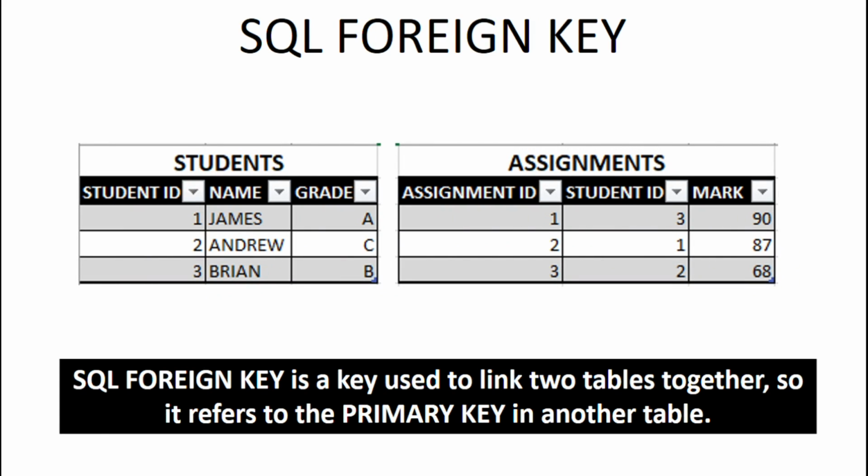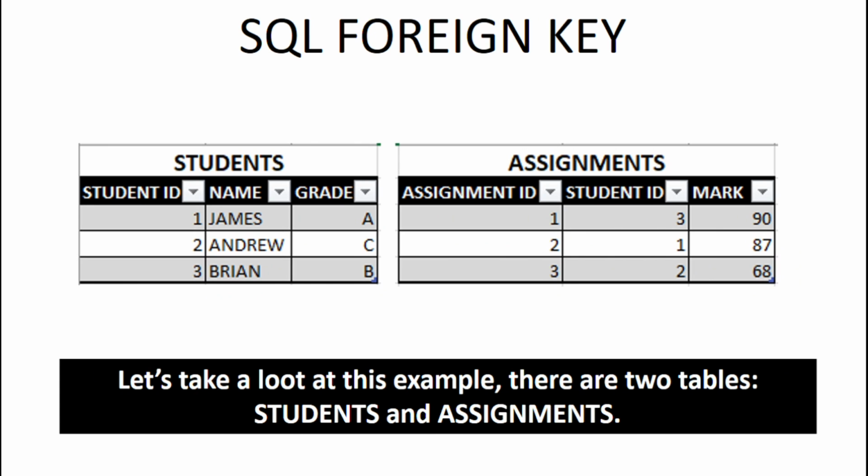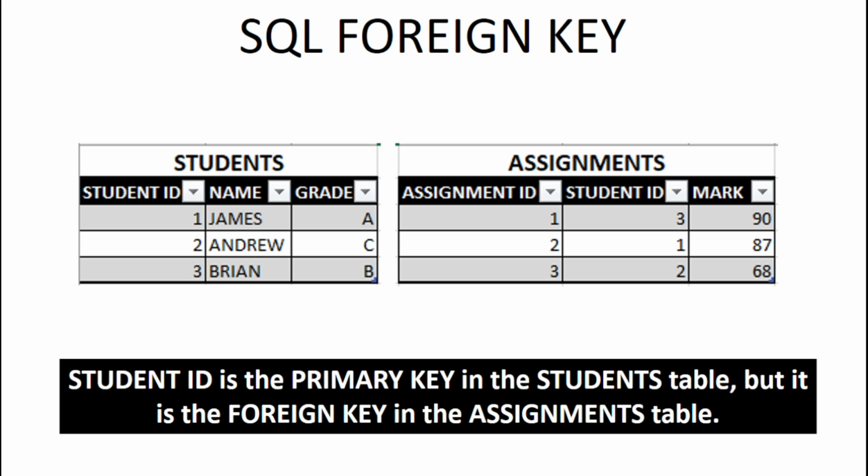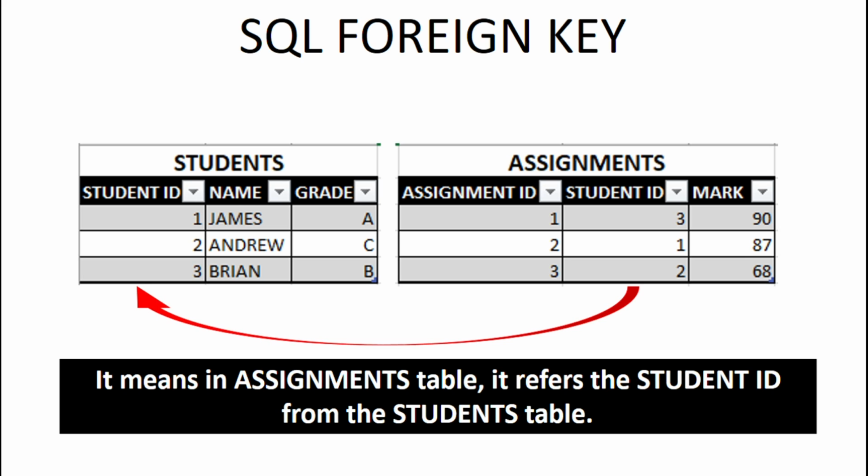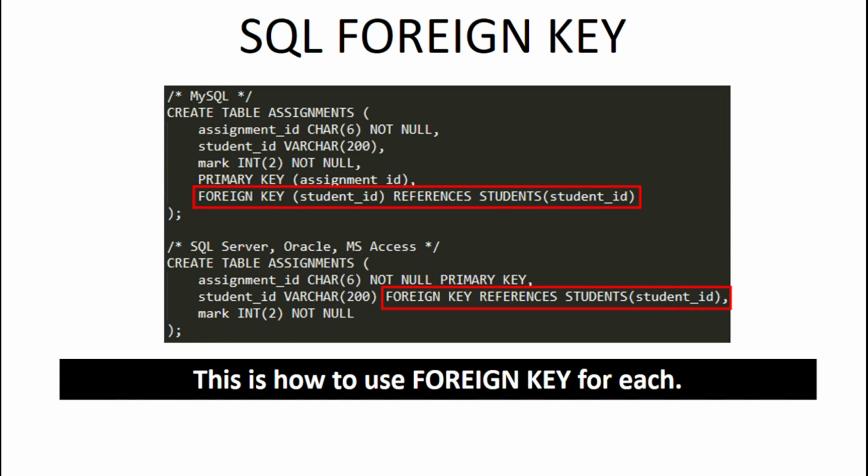A SQL foreign key is a key used to link two tables together, so it refers to the primary key in another table. Take a look at this example. There are 2 tables, students and assignments. Student ID is the primary key in the students table, but it is the foreign key in the assignments table. It means in the assignments table, it refers to the student ID from the students table. This is how to use foreign key for each.